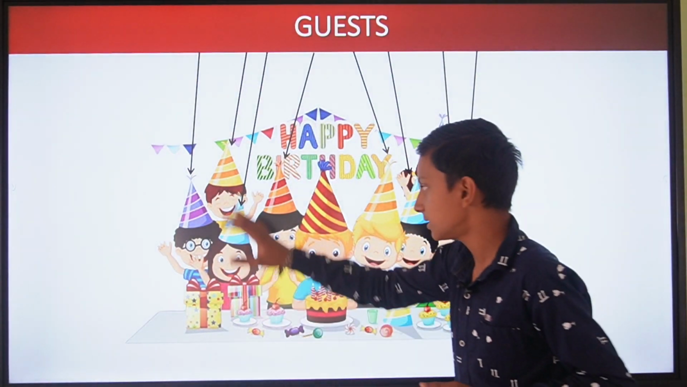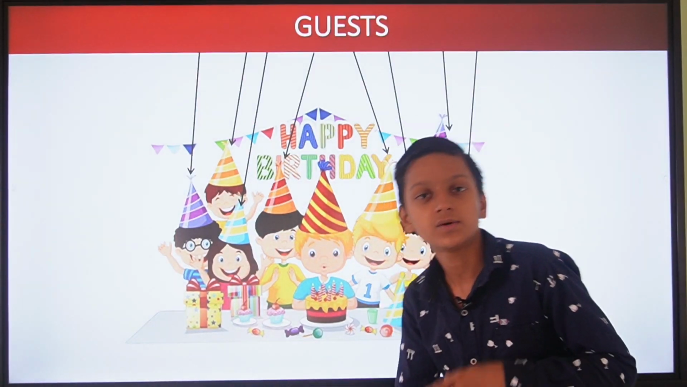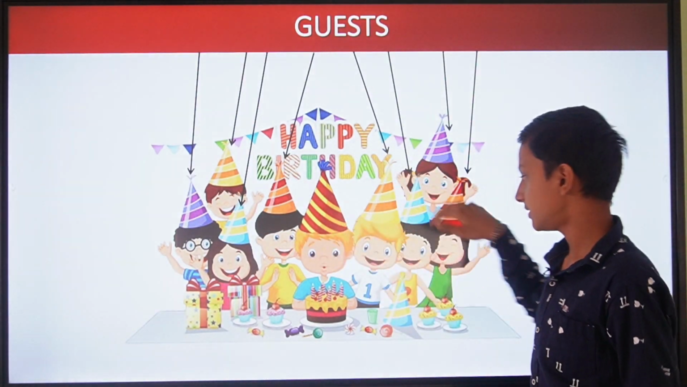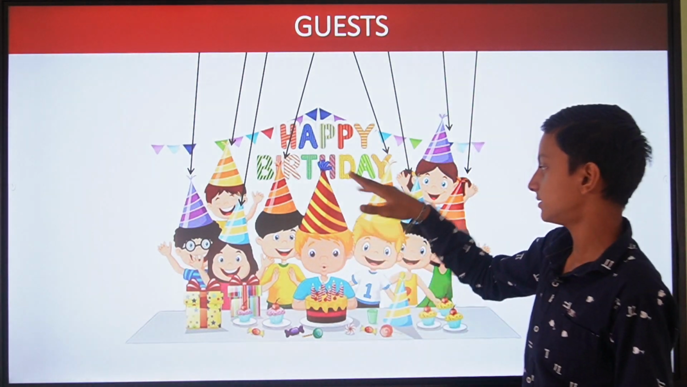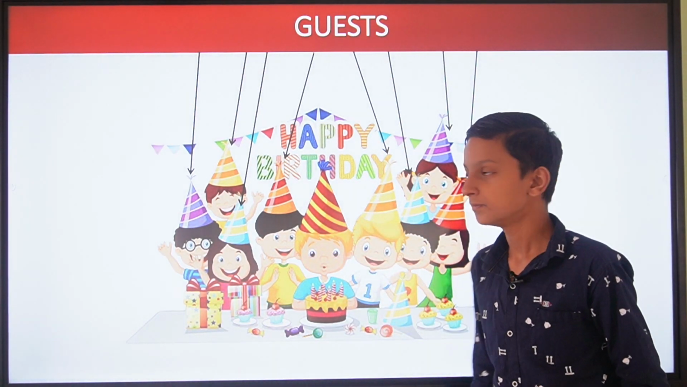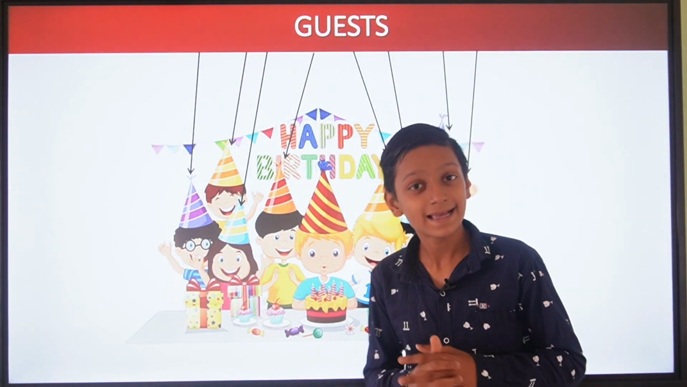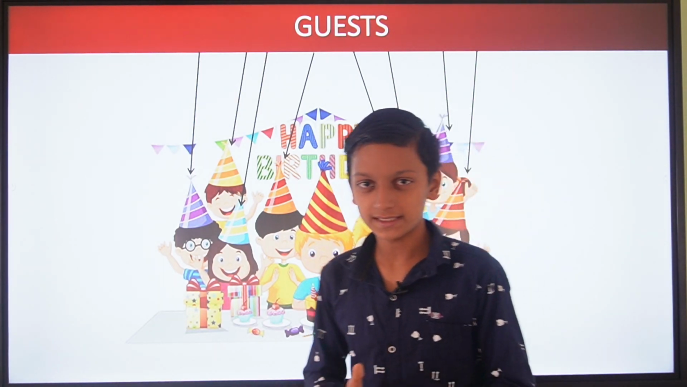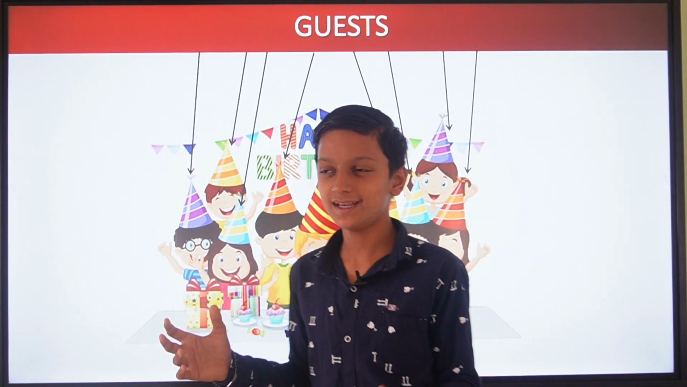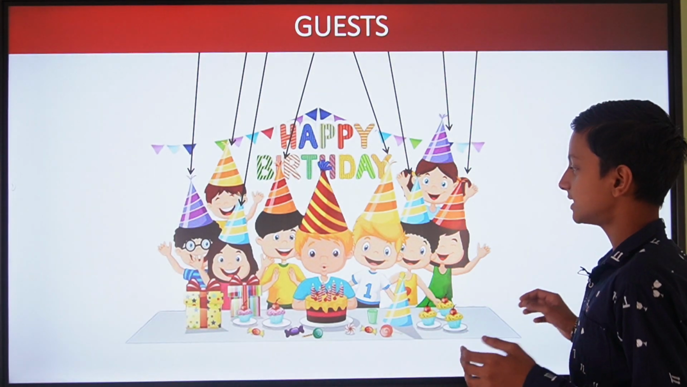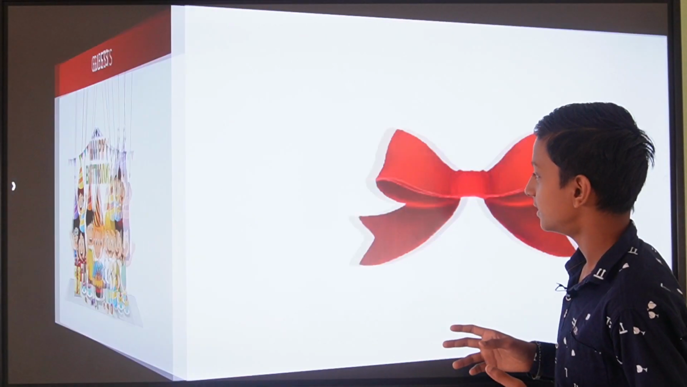Guests. When you see a crowd, like when cake cutting is going on, you see so many people, right? A kid is blowing candles and there is a crowd behind him or her. So then we use guests. Your friends are your guests. Your parents' guests maybe. Okay, so now let's move towards our next word.